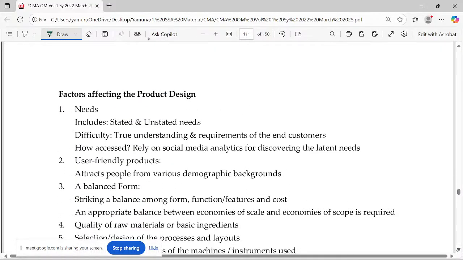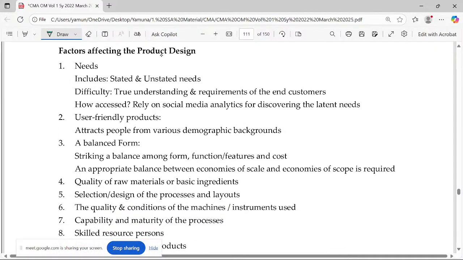Shall I continue? Let me finish off this heading. It's actually a very small topic only. Let me finish off this heading: factors affecting the product design.